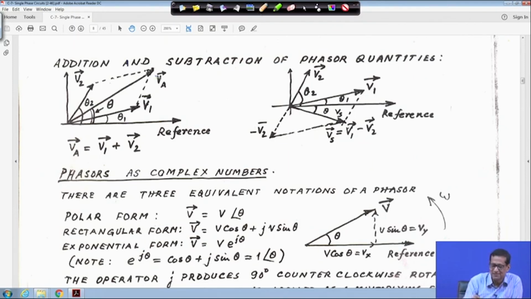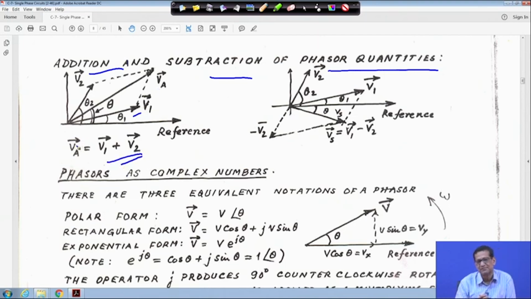Suppose we have addition and subtraction of two phasor quantities; the way you do vector addition, you do the same here. Suppose this is my V1 at angle theta 1, and this is my V2 at angle theta 2. So VA is equal to V1 plus V2, with an arrow given to represent its phasor. It is the same way you do vector analysis in higher secondary physics.